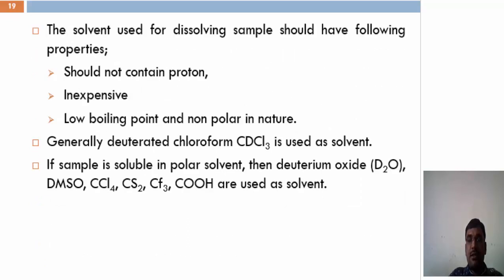Solvents. There are mainly four types of solvents used in the NMR spectrometer for dissolving the sample, that is DMSO, carbon tetrachloride, carbon disulfide, carbon trifluoride, and acetic acid.